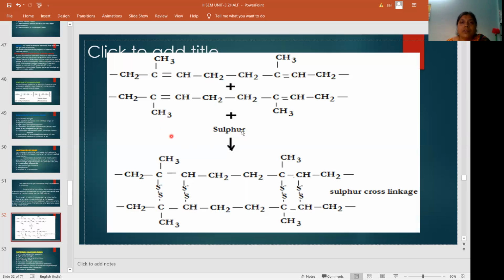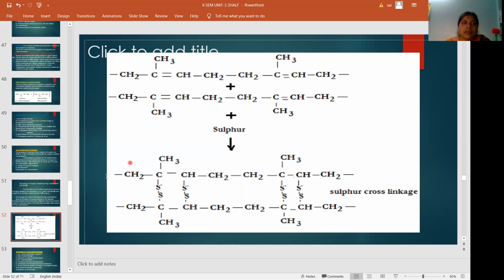So why are we doing vulcanization? To increase the strength of rubber. Natural rubber strength is less, so we add sulfur so that strength increases. Whatever rubber you get after adding sulfur is called vulcanized rubber. This is the structure of vulcanized rubber. This is the structure of natural rubber.